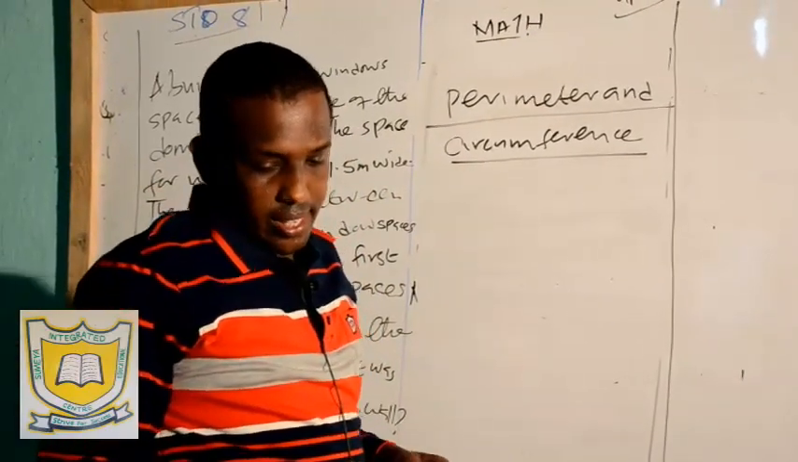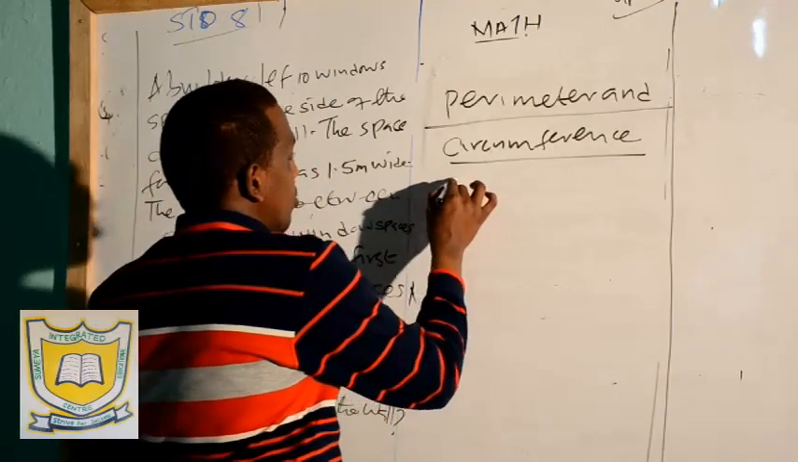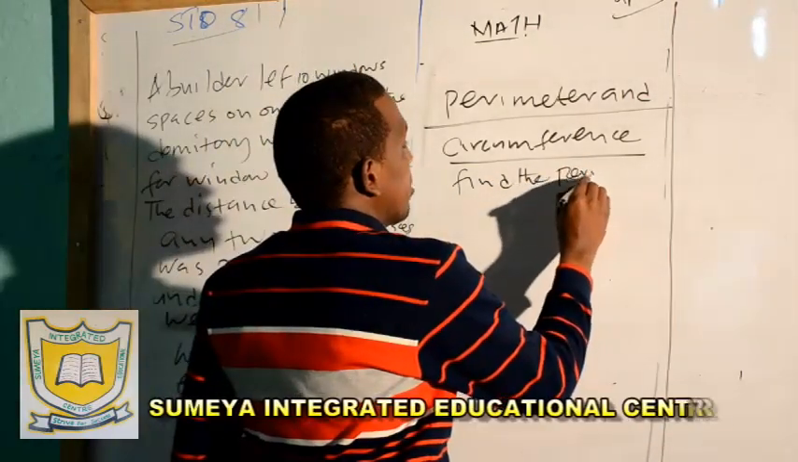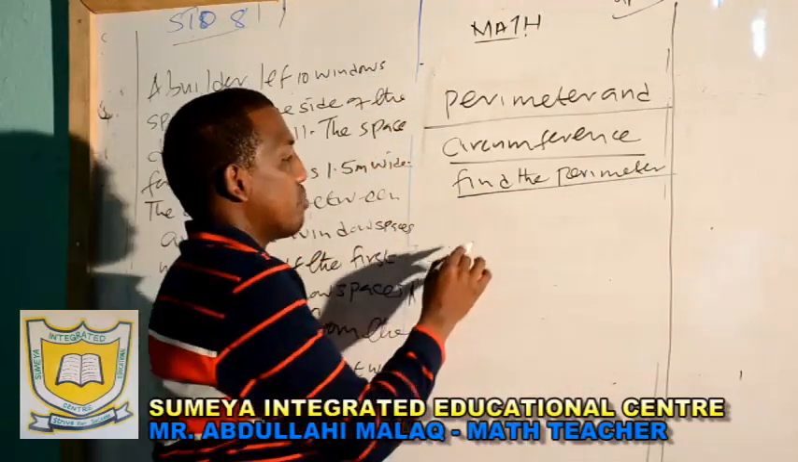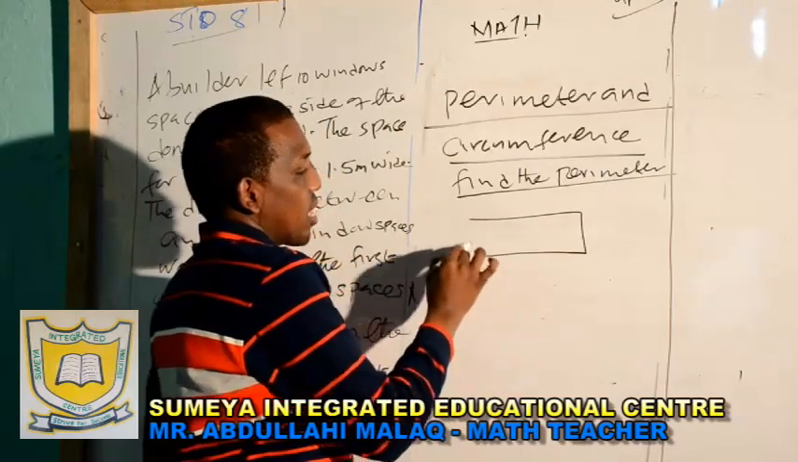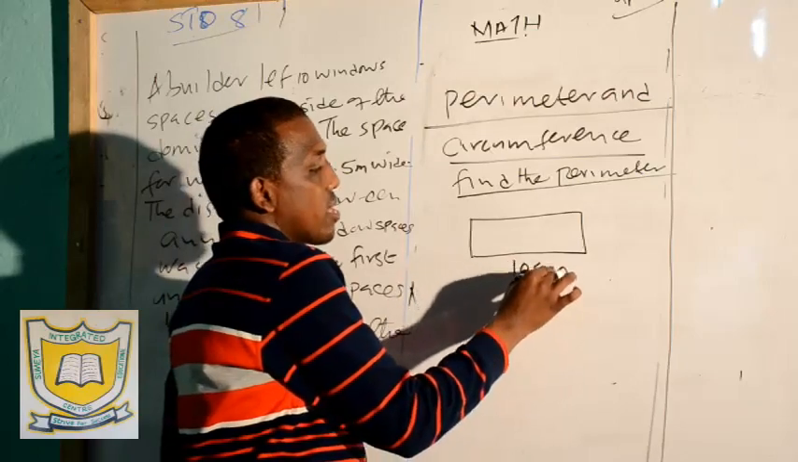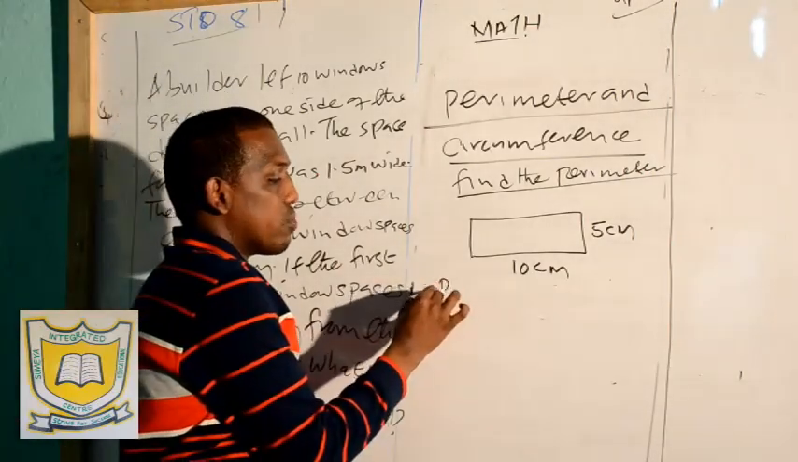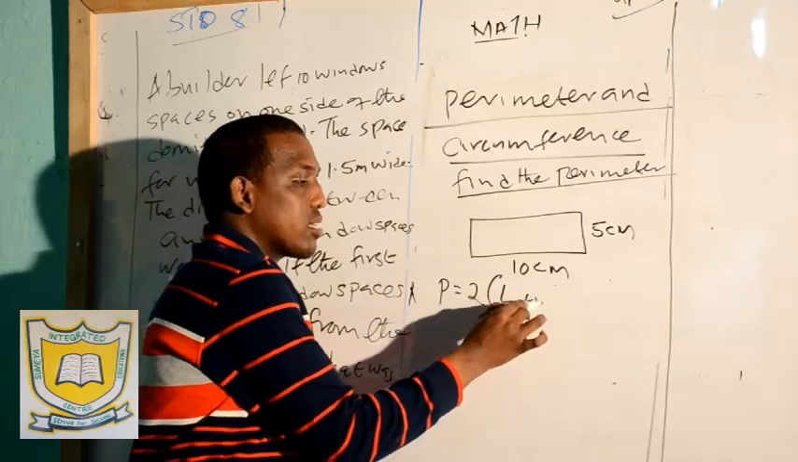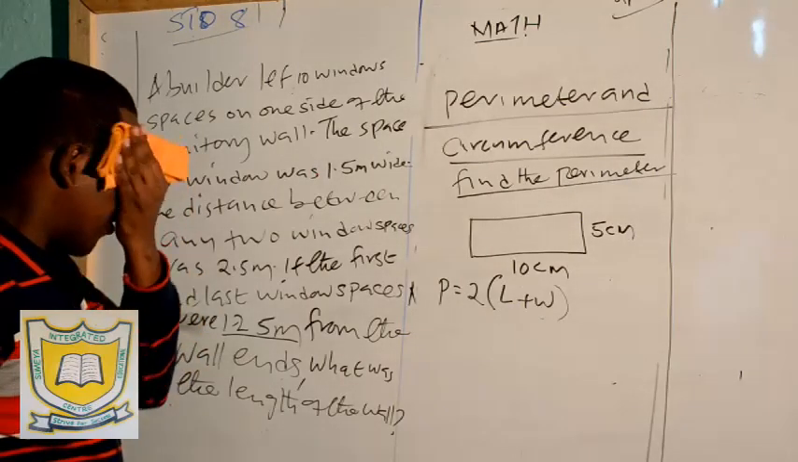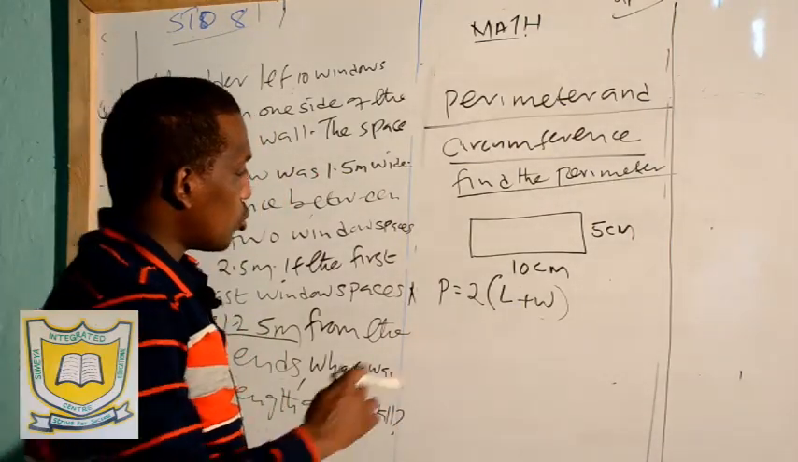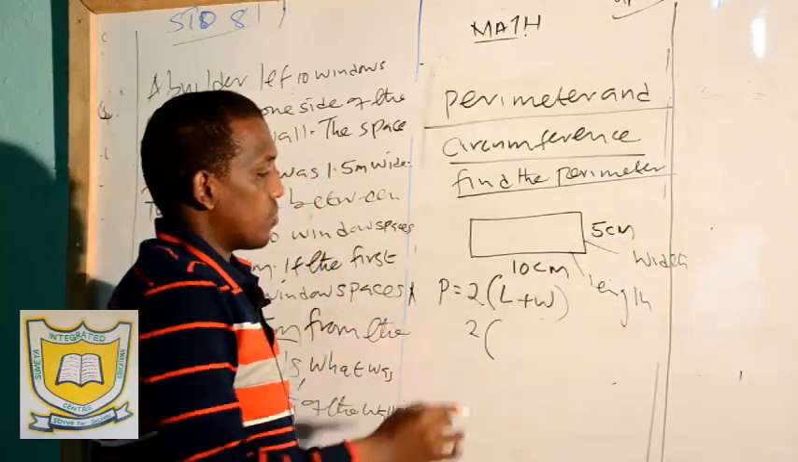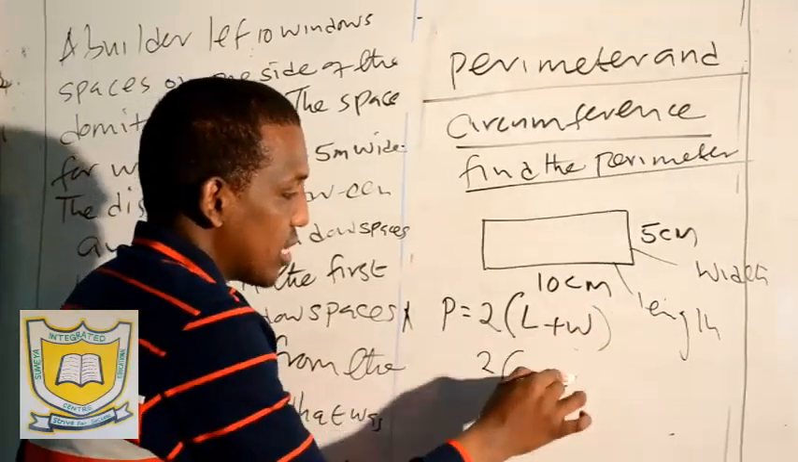So there's a question here. For example, you are told to find the perimeter, and this is a rectangle. Here is 10 centimeters, and here is 5 centimeters. How do you get the perimeter of a rectangle? Perimeter is equal to 2 into bracket length plus width. This is the length, and this line is called the width. So 2 into bracket length, which is 10, plus width, which is 5.